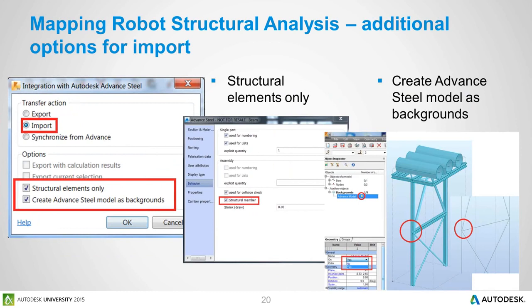Create Advanced Model background becomes available when you selected Import or Synchronize from Advanced for the transfer action. The background displays the geometry of the Advanced Steel model from the recent transfer. It allows you to track differences in the model geometry between the original model as defined in Advanced Steel and changes you just made to it in Robot. The display of the background can be switched on and off in Robot in the way shown on this slide.